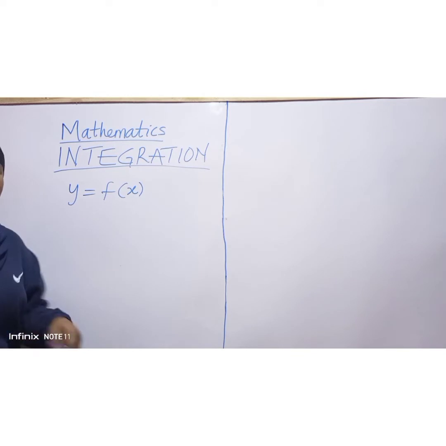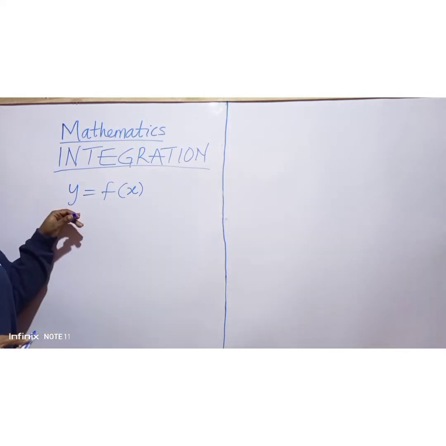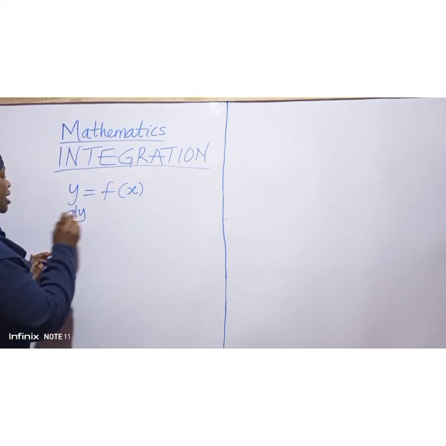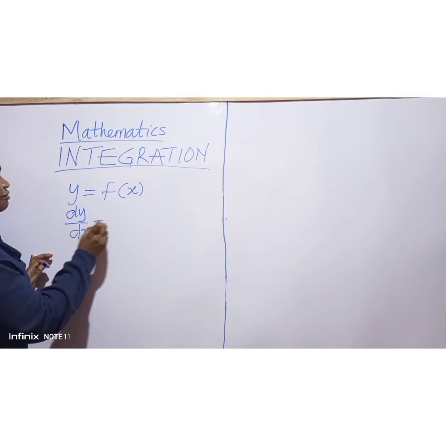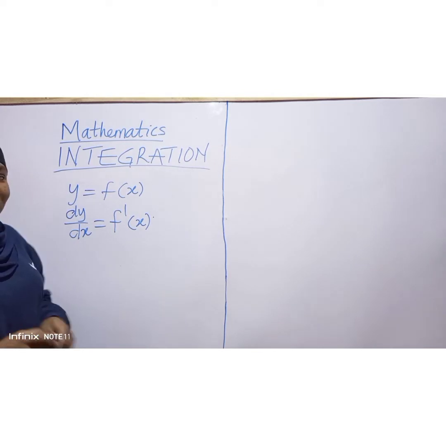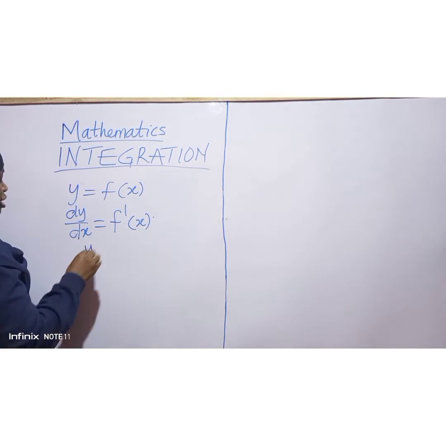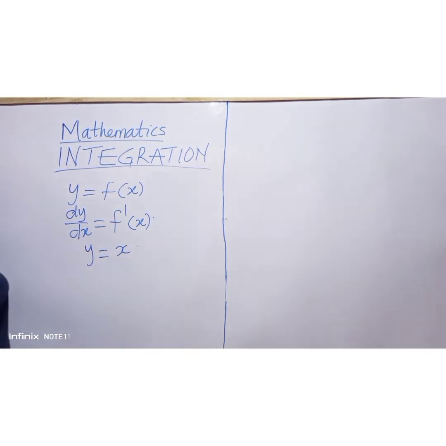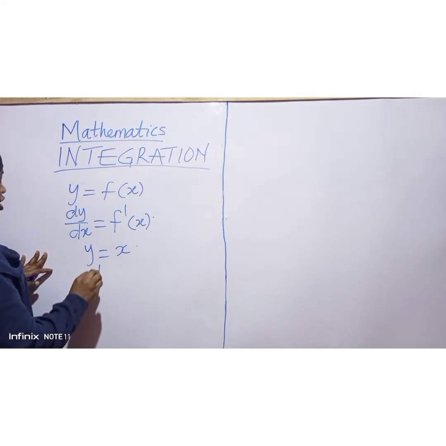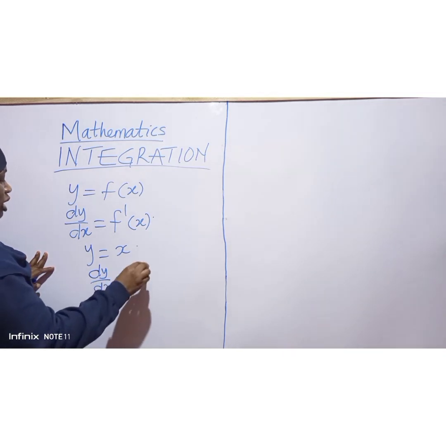If y is equal to f of x, then the derivative of y with respect to x is equal to dy/dx, which gives f prime of x. Now, this is differentiation. So, for example, if I have y equal to x, then my dy/dx, that is the derivative of y with respect to x, is x raised to power 1.